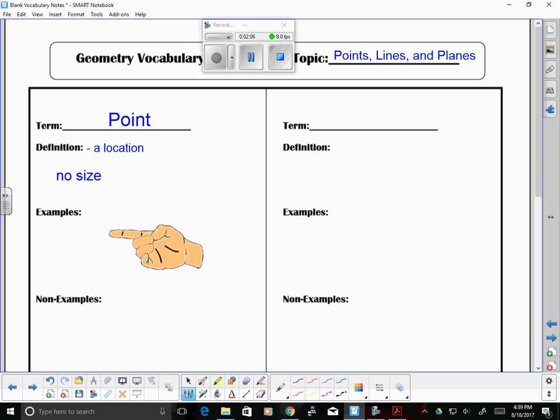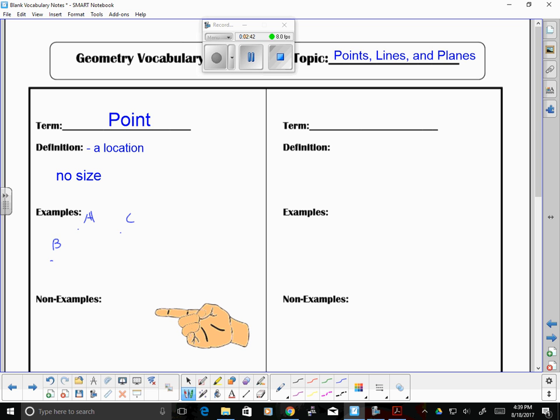Well, I could point at this dot and say, I'm going to name that dot point A, right there. I could have another point down here, point B. I could have a point out here, point C, etc. You get the idea. A point is just a single dot, and the way that we name them is using capital letters: A, B, and C.